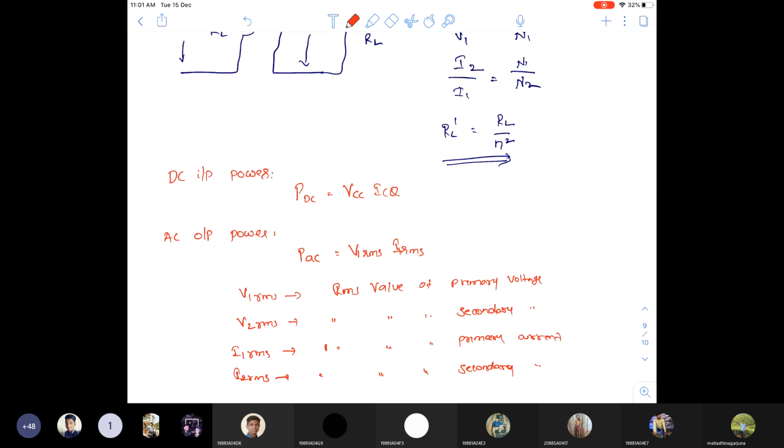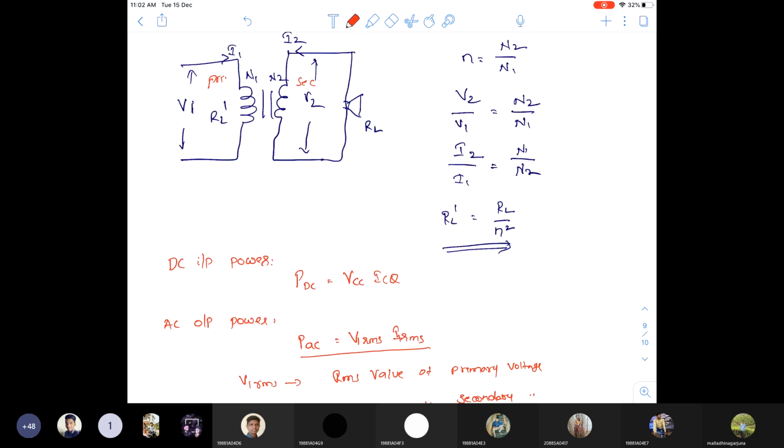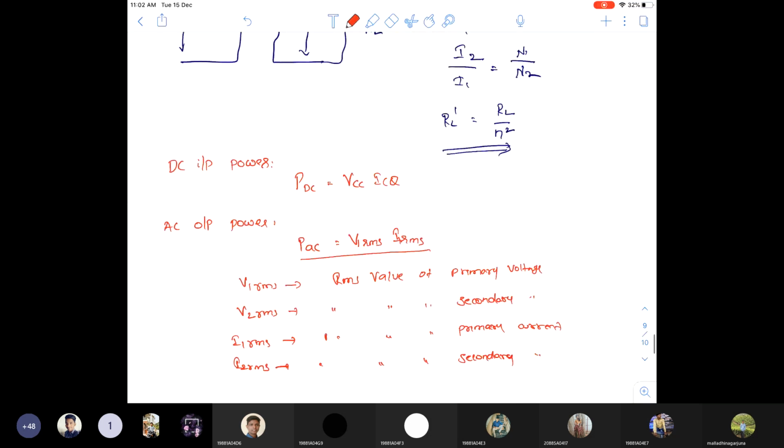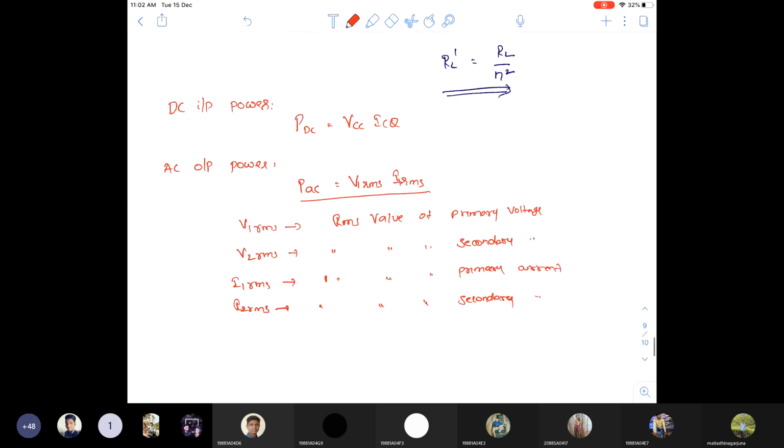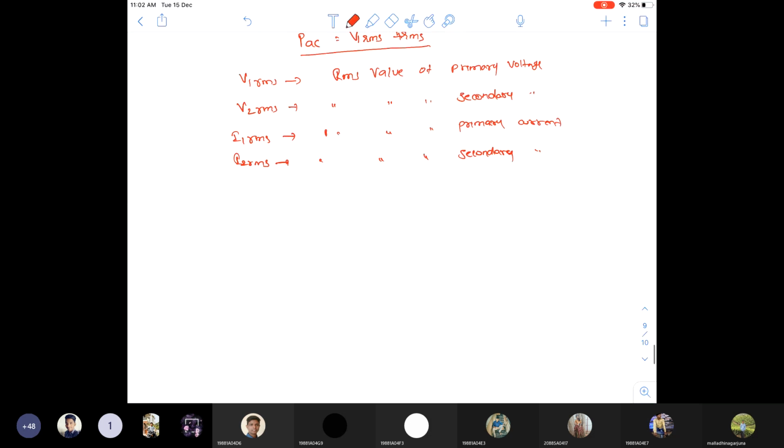So in place of PAC you can take V1 RMS or I1 RMS, your wish. Generally we take the primary, since we are converting from the primary to the secondary. So we'll take PAC equal to V1 RMS into I1 RMS. How can we write V1 RMS? V1M by root 2 into I1M by root 2.